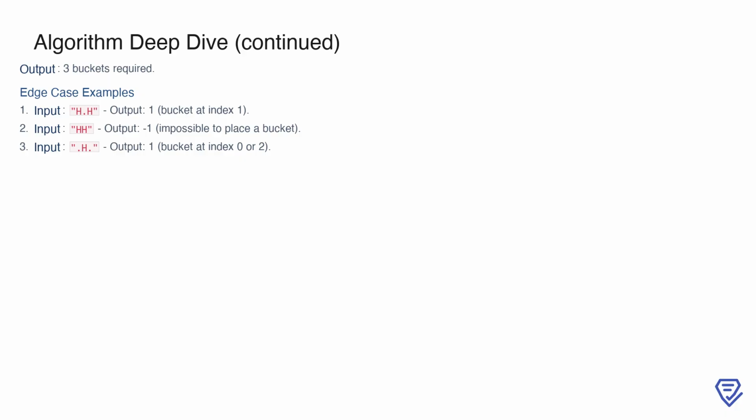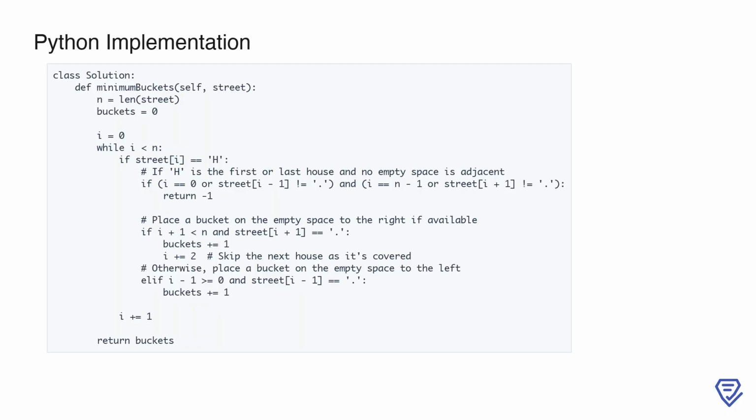By accounting for constraints and edge cases, the solution robustly determines the minimum number of buckets or identifies when placement is impossible. This solution approaches the problem by iterating through the given street string and strategically placing buckets to minimize their count. The key is to ensure that every house, H, has access to at least one adjacent bucket, which can only be placed on empty spaces.